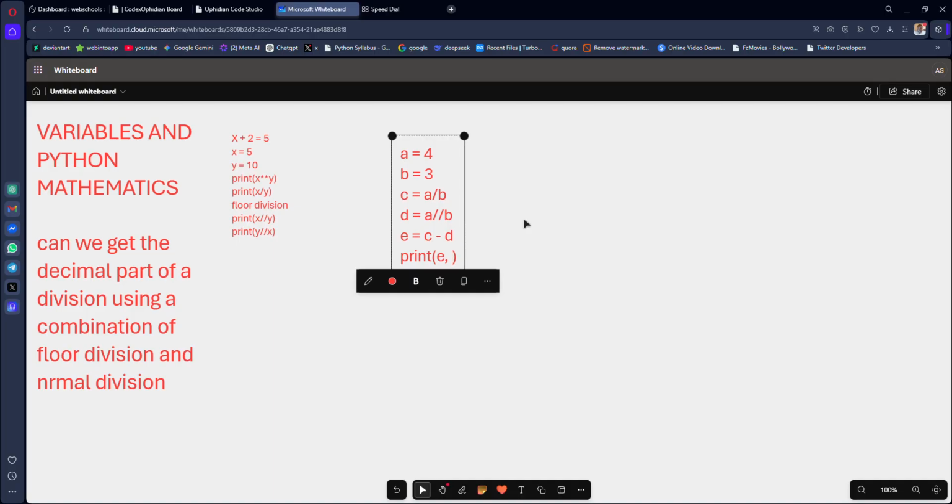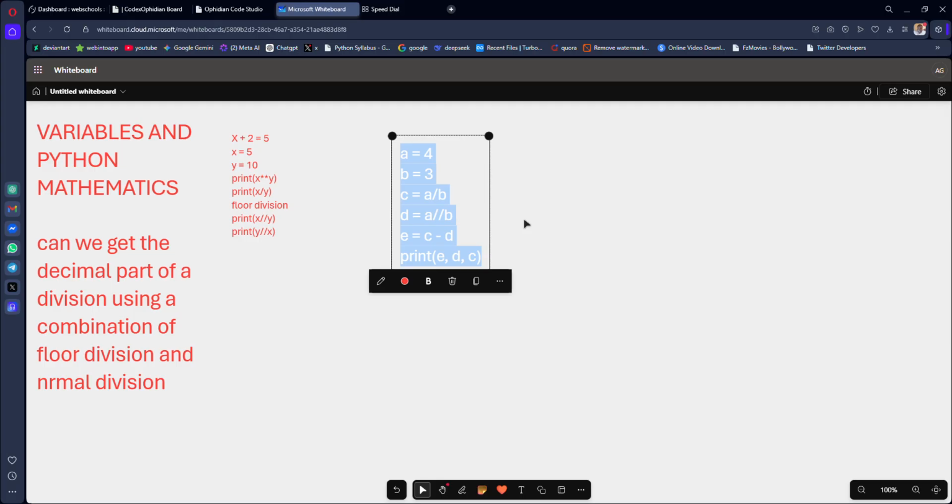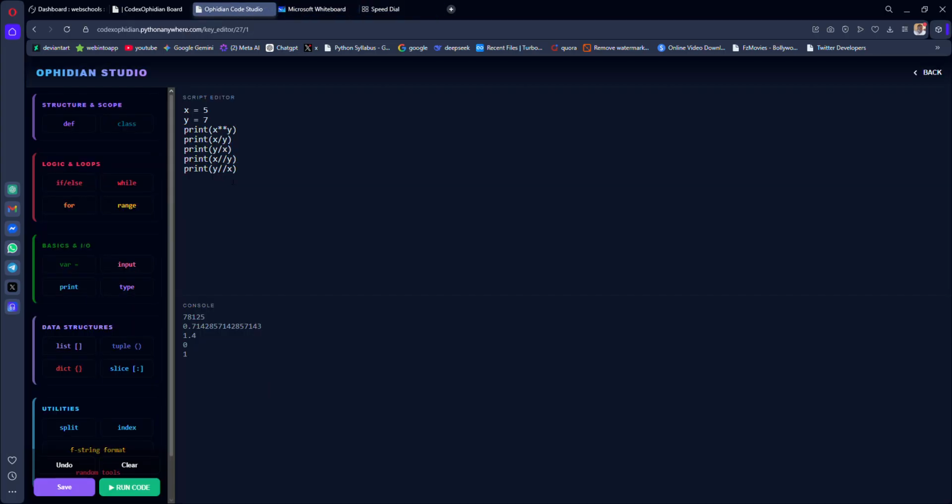So we'll print the three of them in sequence. e followed by d followed by c. And then we can see the outcome. All right, let's save that. Let's copy that and go and test it in our code studio.